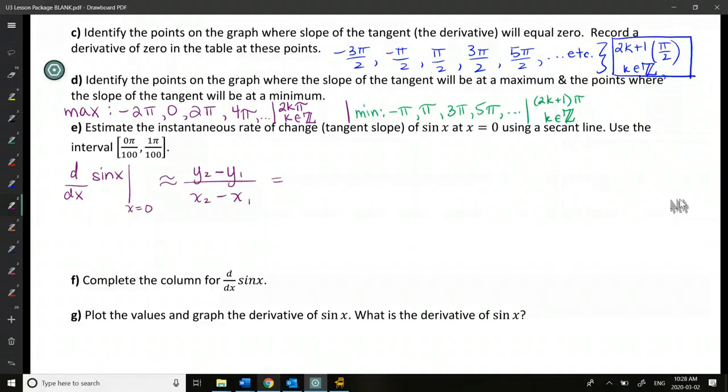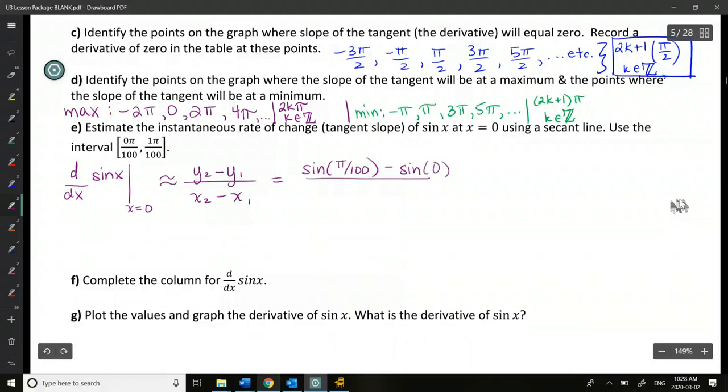Okay, so y2 and y1 are calculated when sine is evaluated at each of these values. So the sine of 1π/100 minus the sine of 0π/100, which is just 0. I'm showing you that we're taking one little step forward from 0π/100, so I'm just going to say sin 0. Then x2 will be π/100, and x1 is, of course, 0. You can put 0π/100 if that makes you happy, but it's really just 0. And then we're just going to calculate.